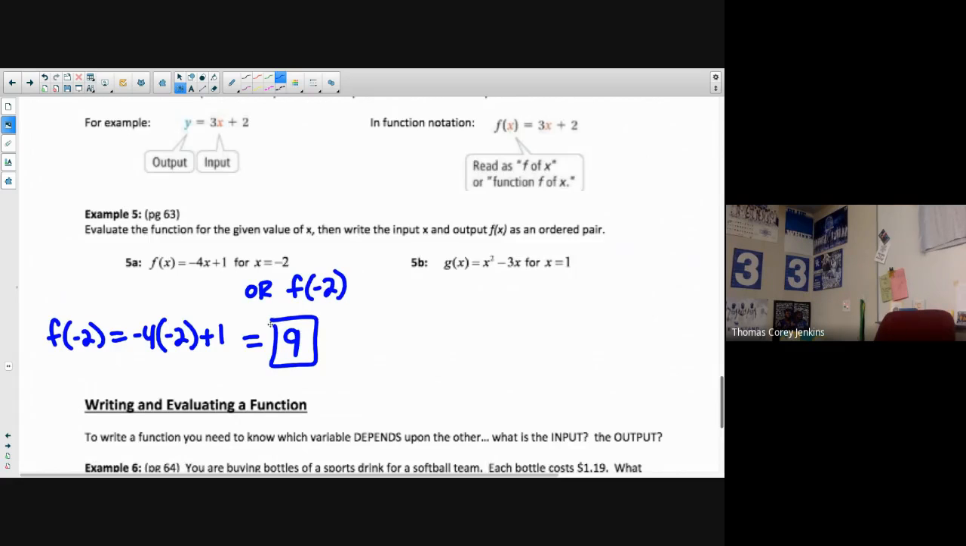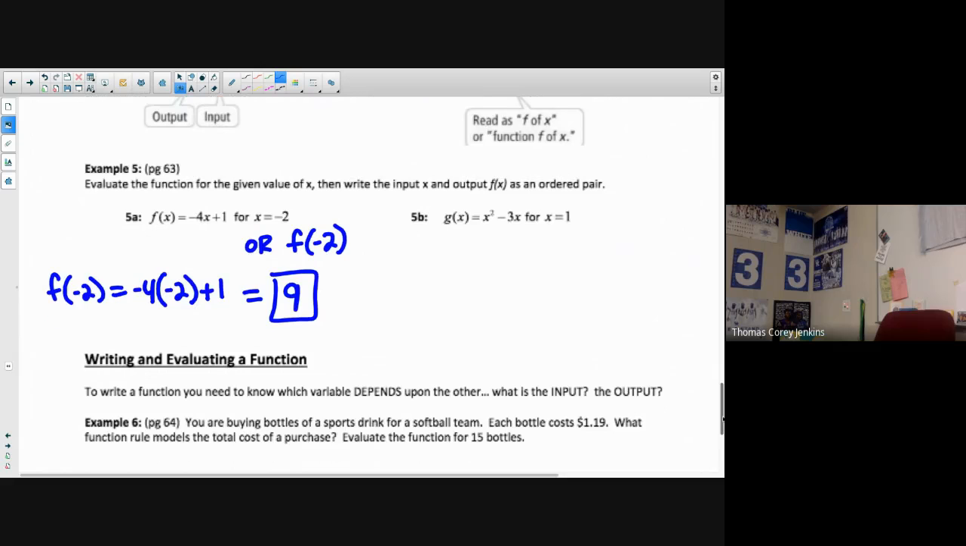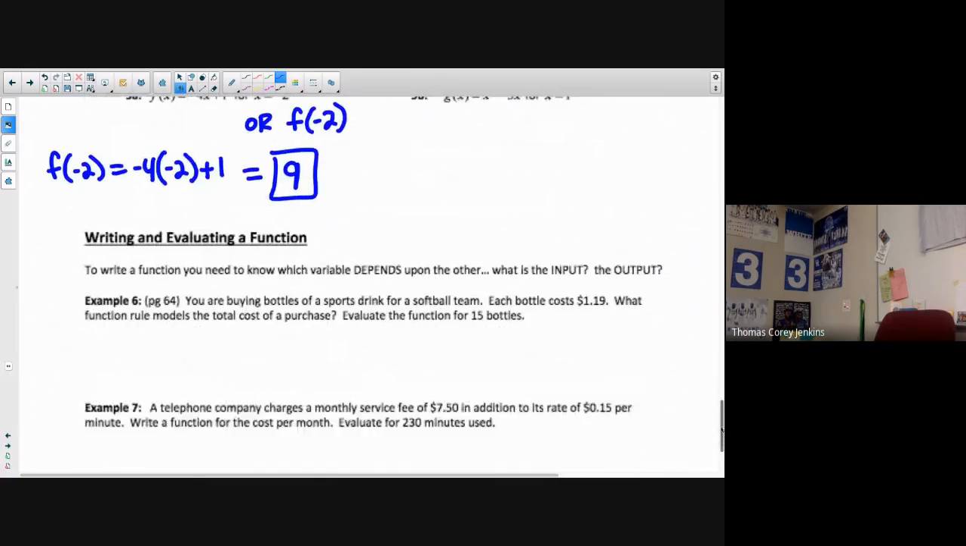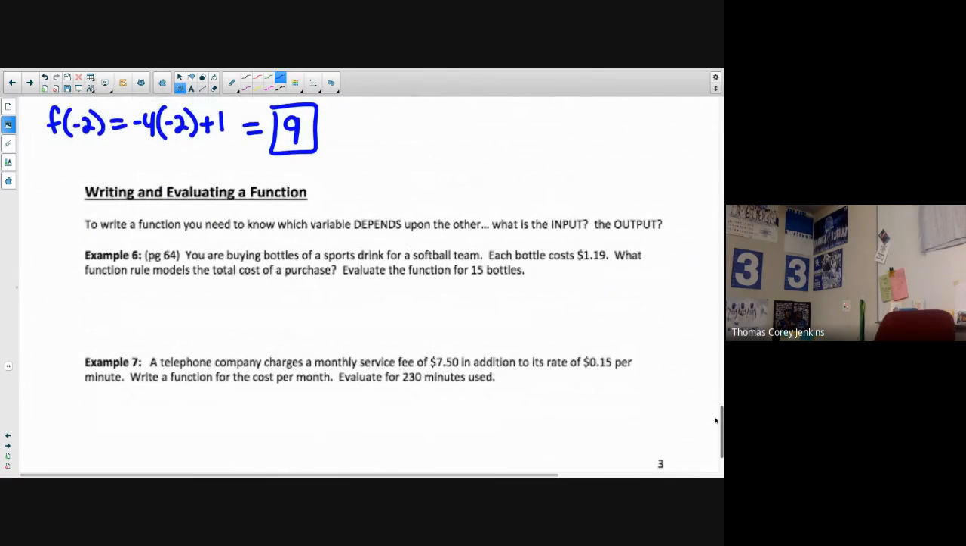Okay, I'll leave 5b for you. One note on these, if you do plug in a negative and square it, that's always going to be positive. So use those parentheses in your calculator. Last one is going to be a word problem. I'll do one of these and then I'll leave the other one for you.